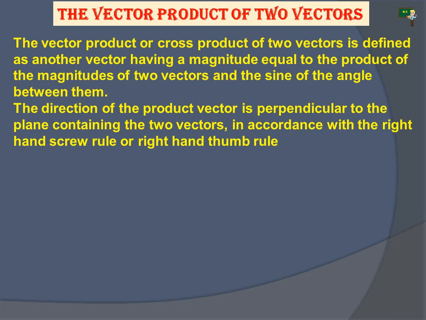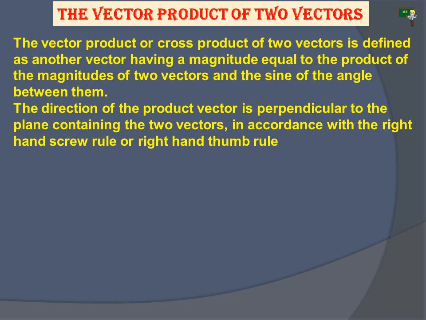The vector product or cross product of two vectors is defined as another vector having a magnitude equal to the product of the magnitudes of the two vectors and the sine of the angle between them. Remember, if you refer to the magnitude, it explains to you about the quantity or distance, that means the distance between the vectors.